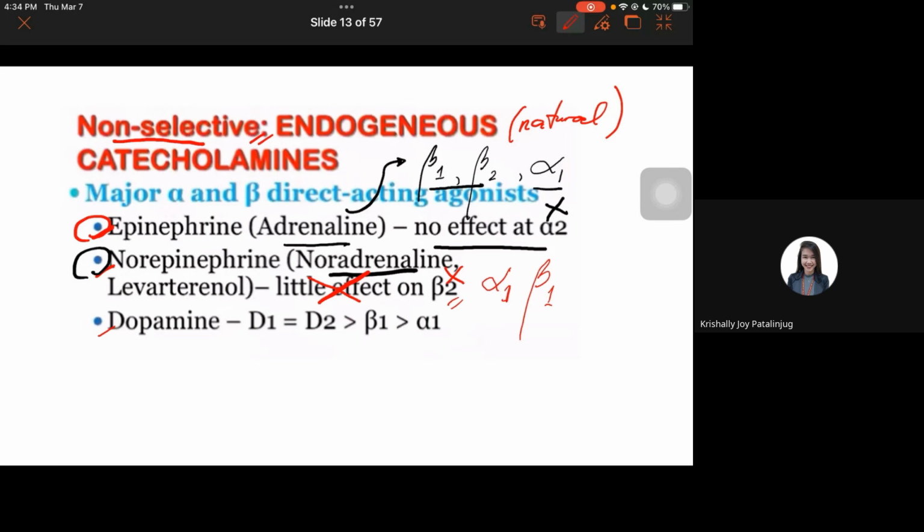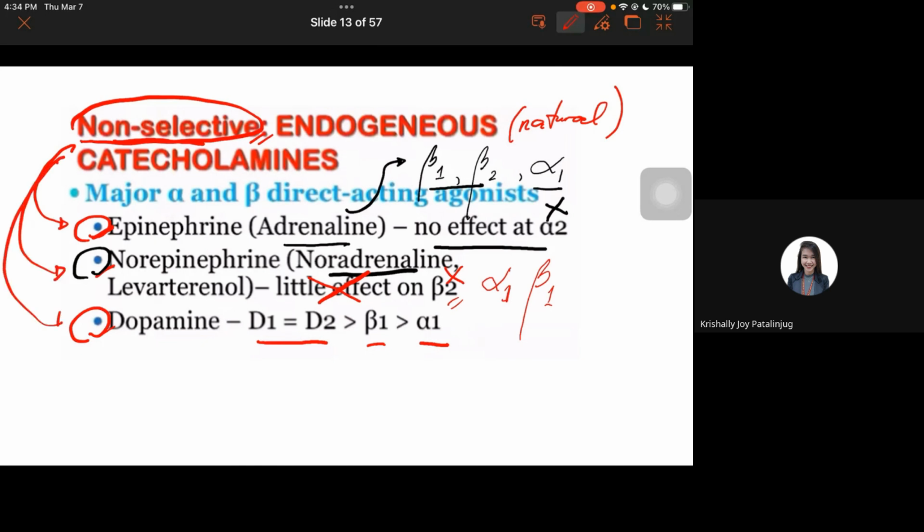That's for norepinephrine. And then for dopamine, kindly take note, meron siyang affinity to dopamine 1 and 2 followed by beta 1 and alpha 1. Okay? So, in short, if you try to analyze bakit sila non-selective, it actually reflects to their receptor affinity. They are able to activate more than one general type of adrenergic receptor. Now, based sa information dito, we could somehow connect this to clinical relevance nila, no?